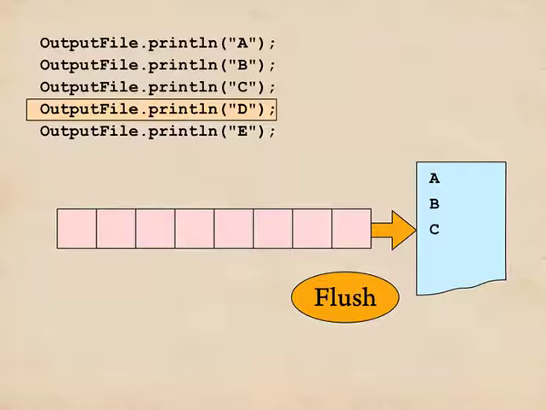And that is a lot faster than writing each line one at a time. And the computer tries to be very thoughtful and very clever about when it decides to flush. And normally it does a very good job. So okay, we're done with the flush.